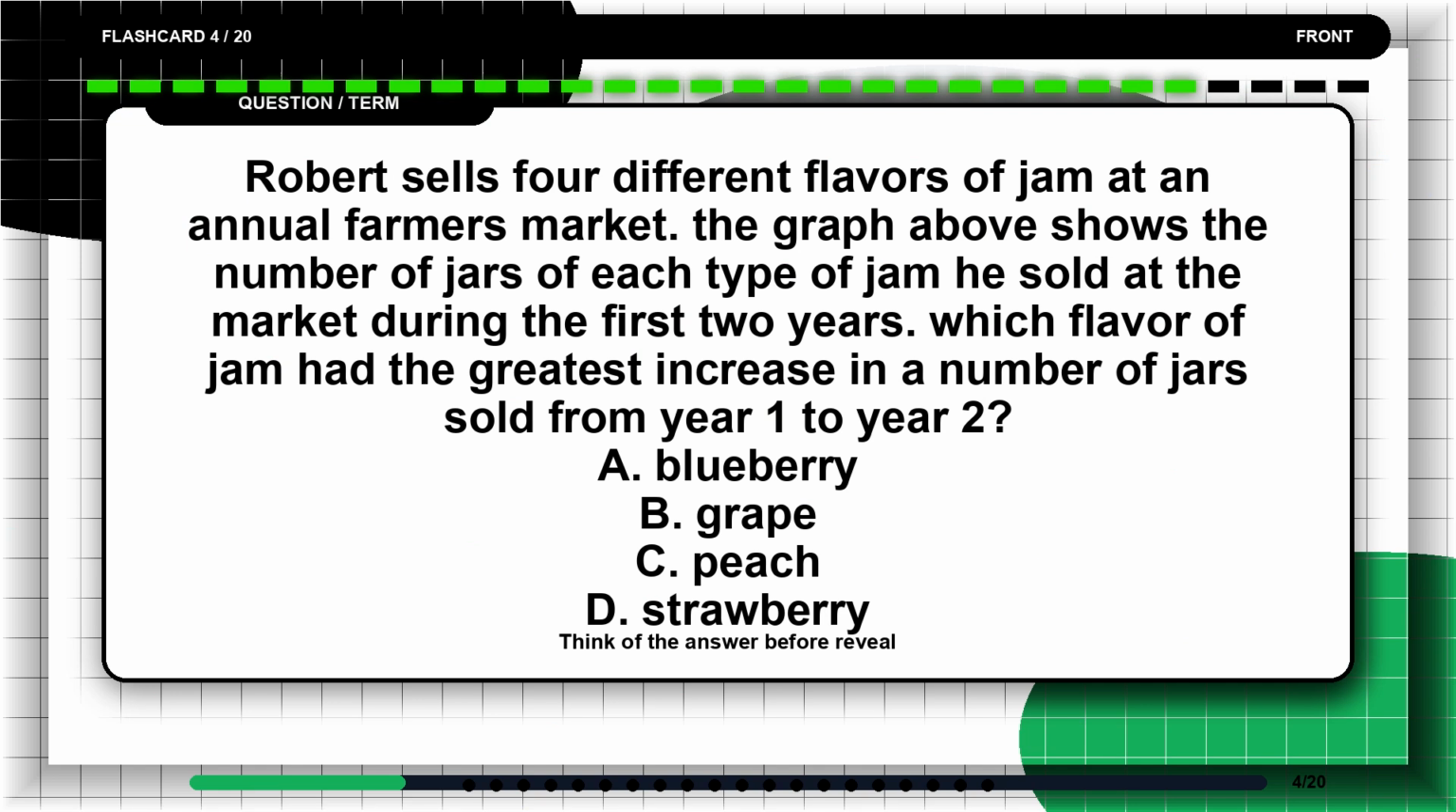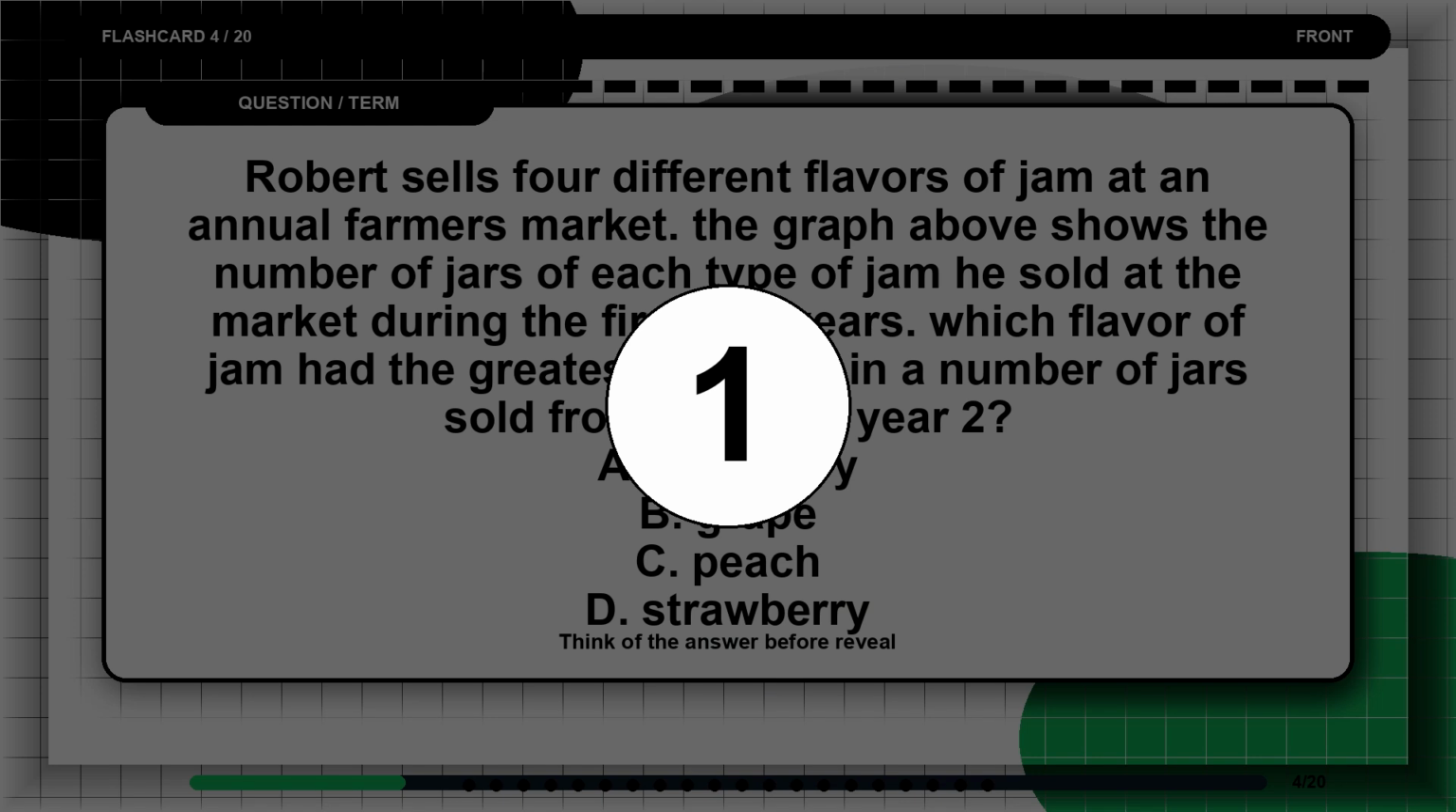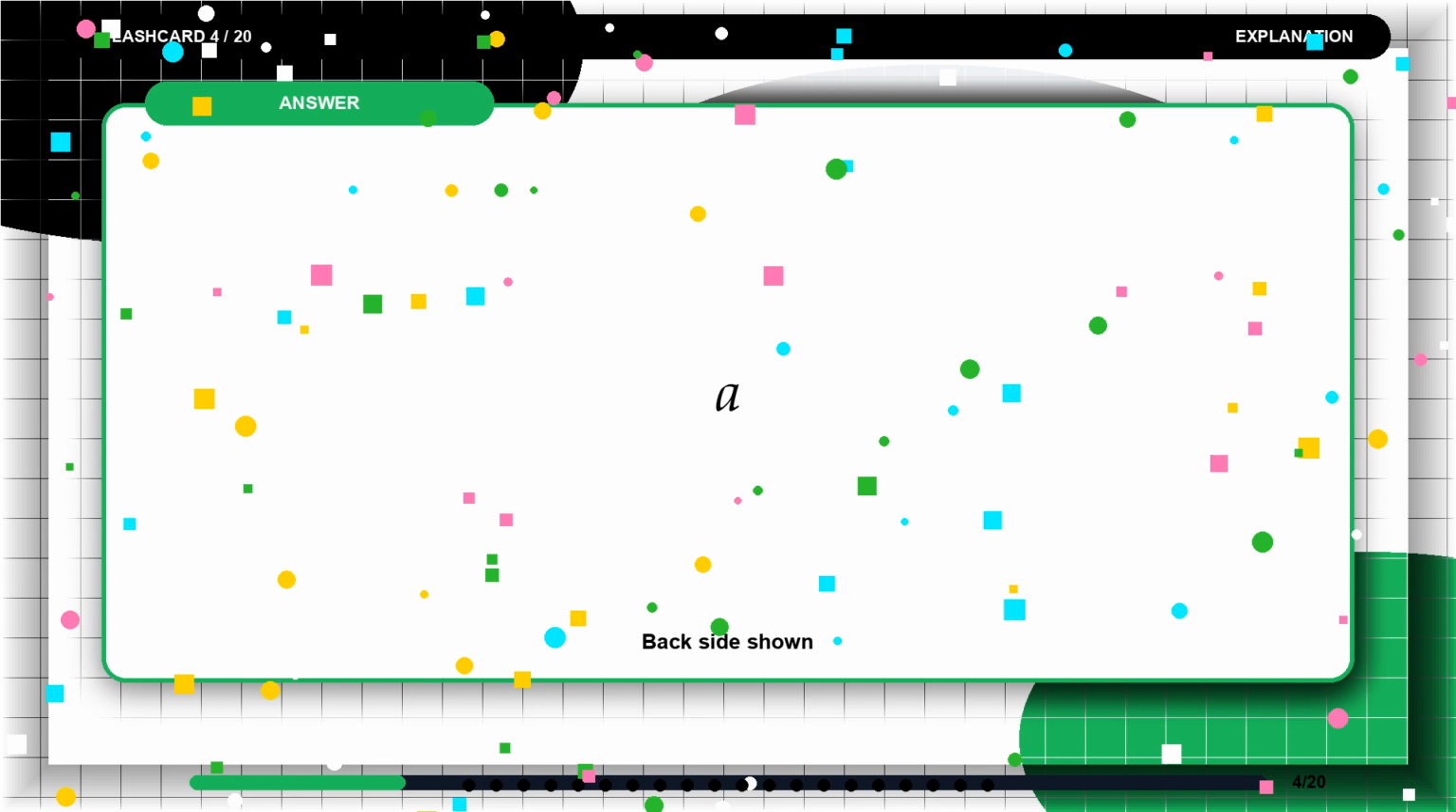Flashcard 4. Robert sells 4 different flavors of jam at an annual farmer's market. The graph above shows the number of jars of each type of jam he sold at the market during the first 2 years. Which flavor of jam had the greatest increase in the number of jars sold from year 1 to year 2? A. Blueberry, B. Grape, C. Peach, D. Strawberry. Pause and think of the answer before the reveal. The answer is A.